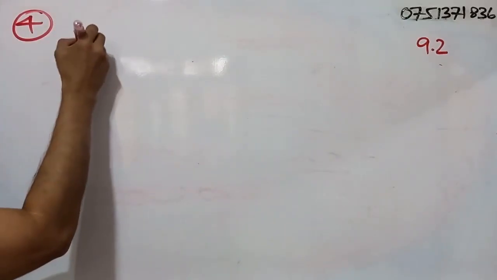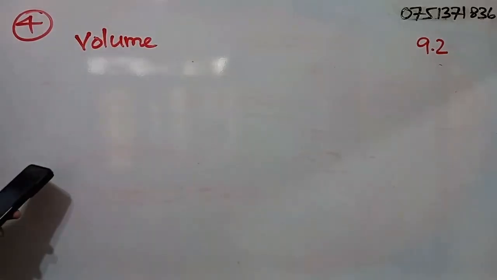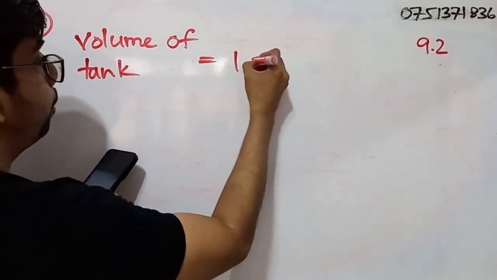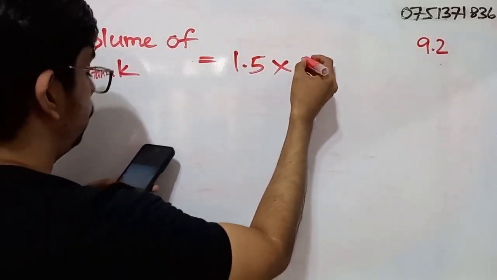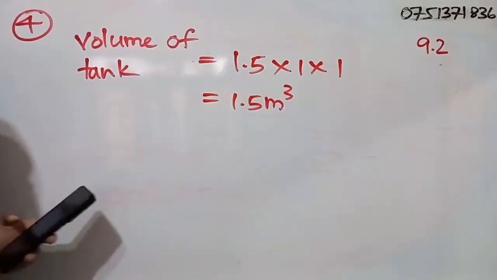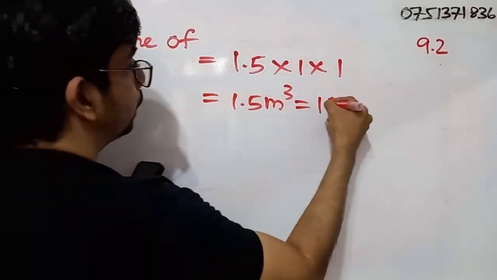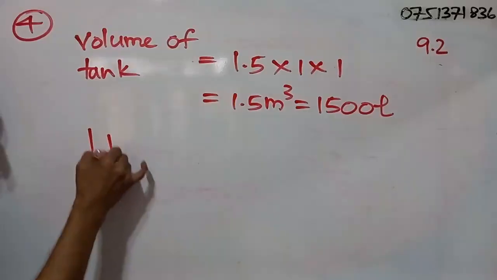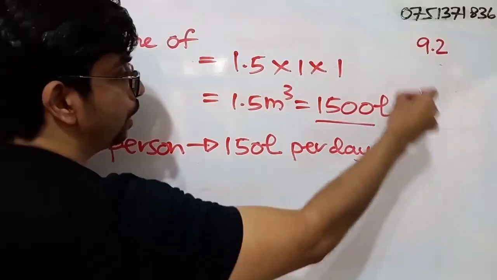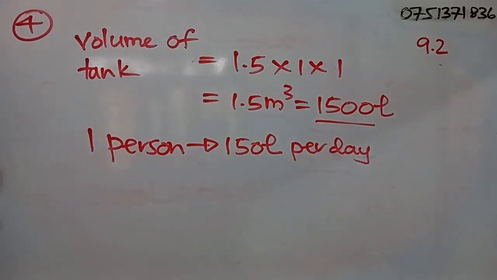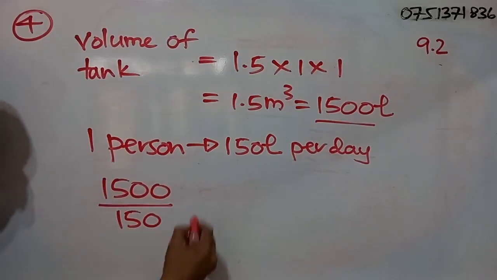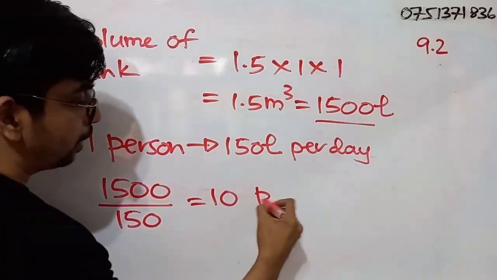Right, so we will calculate the volume of the tank. Volume of tank, so that means 1.5 into 1 into 1, no? So we get 1.5 cubic meters. That means 1,500 liters. One person uses 150 liters per day. So for 1,500 liters, how many people can use it? How do we find it? 1,500, we have to divide it by 150. So what do we get? 10. So this value will be 10 people.